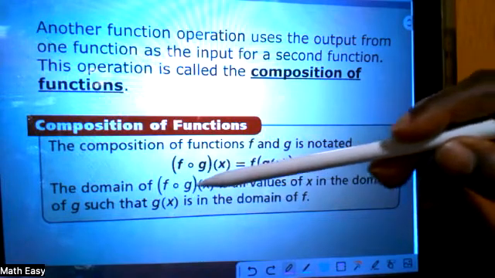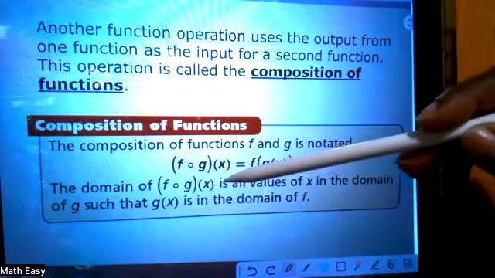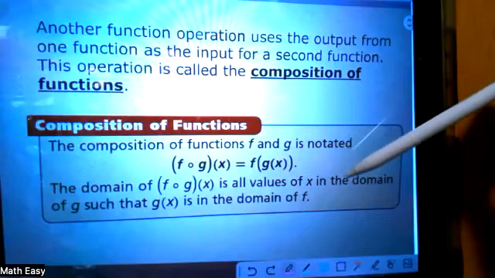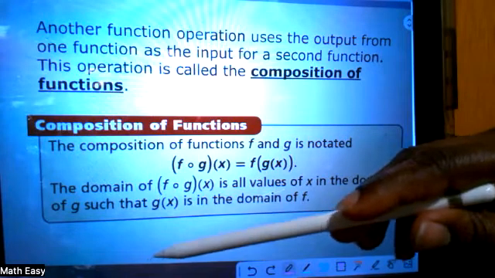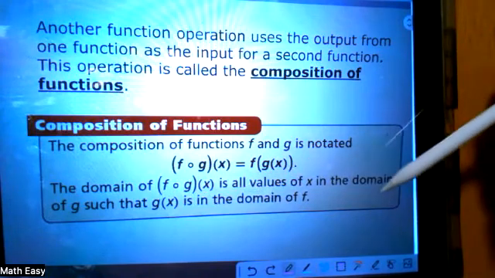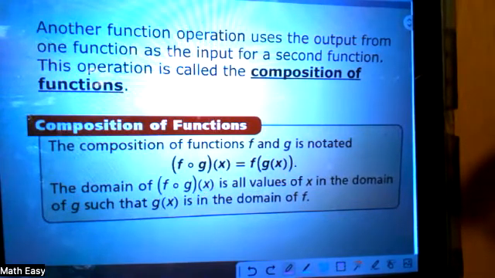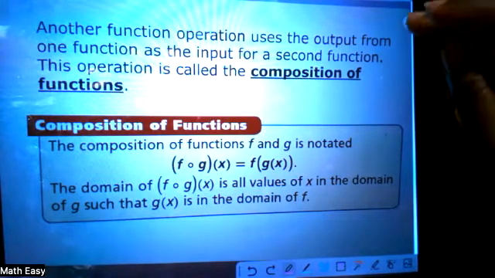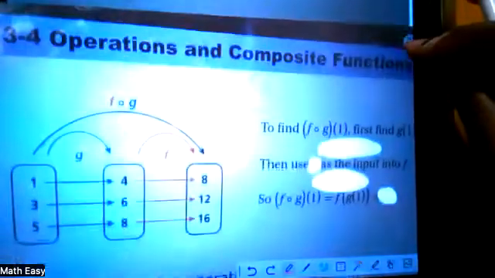The domain of f of g of x is all the values of x in the domain of g such that g of x is in the domain of f. So all your g values will be values in your f function. Let's look at an example.